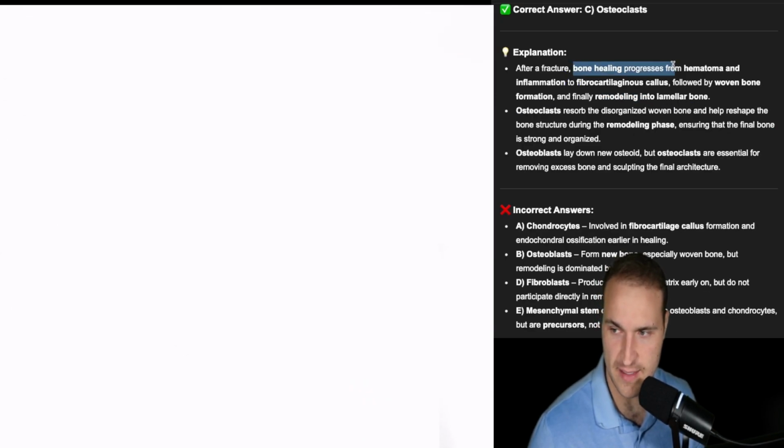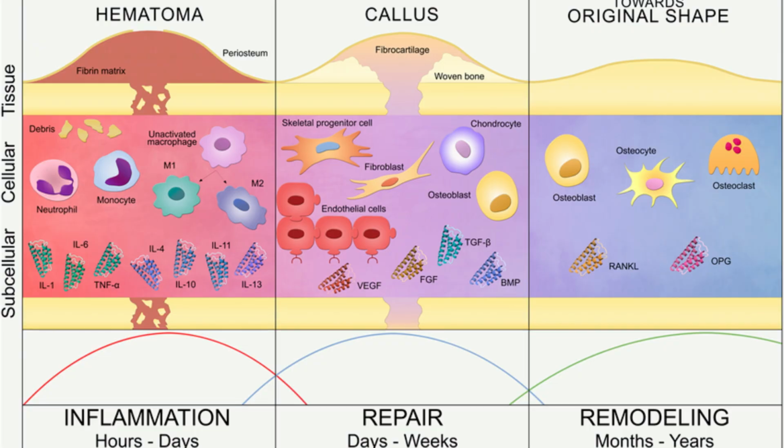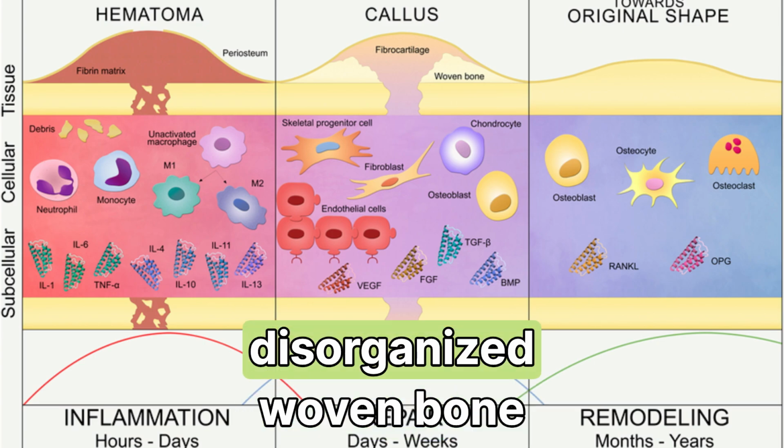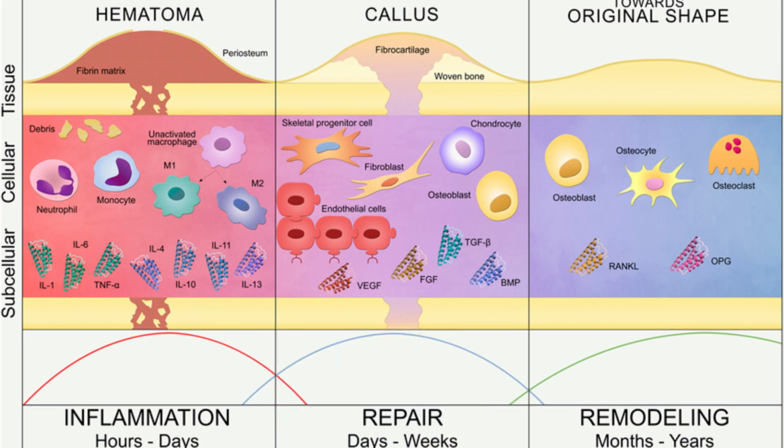After fracture, bone healing progresses from hematoma and inflammation to fibrocartilaginous callus, formed by woven bone formation and remodeling into the laminar bone. Osteoclasts reabsorb that disorganized woven bone and reshape it in the remodeling phase. The blasts lay it down, but the clasts remove it.